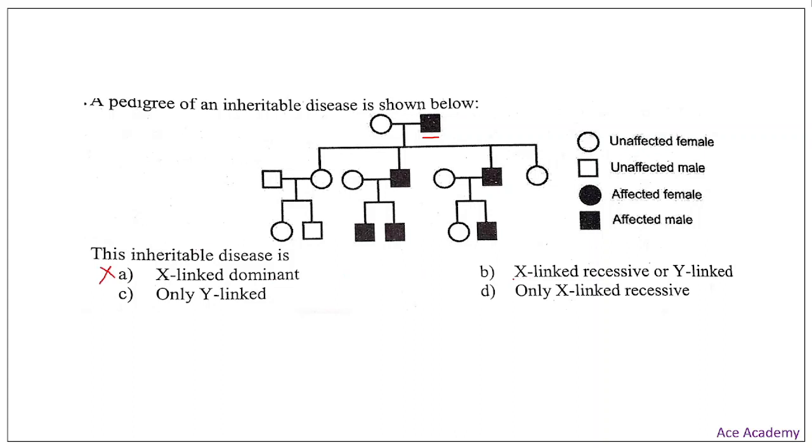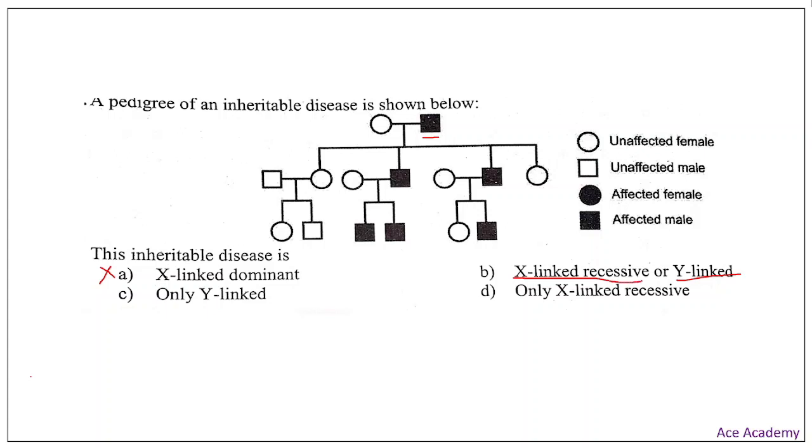What about the other option, option B, X-linked recessive or Y-linked? If you look at the Y-linked part, you can see that the father is affected. He passed on the trait to both of his sons. Then the sons passed on the trait to all of their sons. So yes, the inheritance can be Y-linked. Also, no female is affected. So we can say that the inheritance is Y-linked. But what about X-linked recessive? Can it be X-linked recessive?